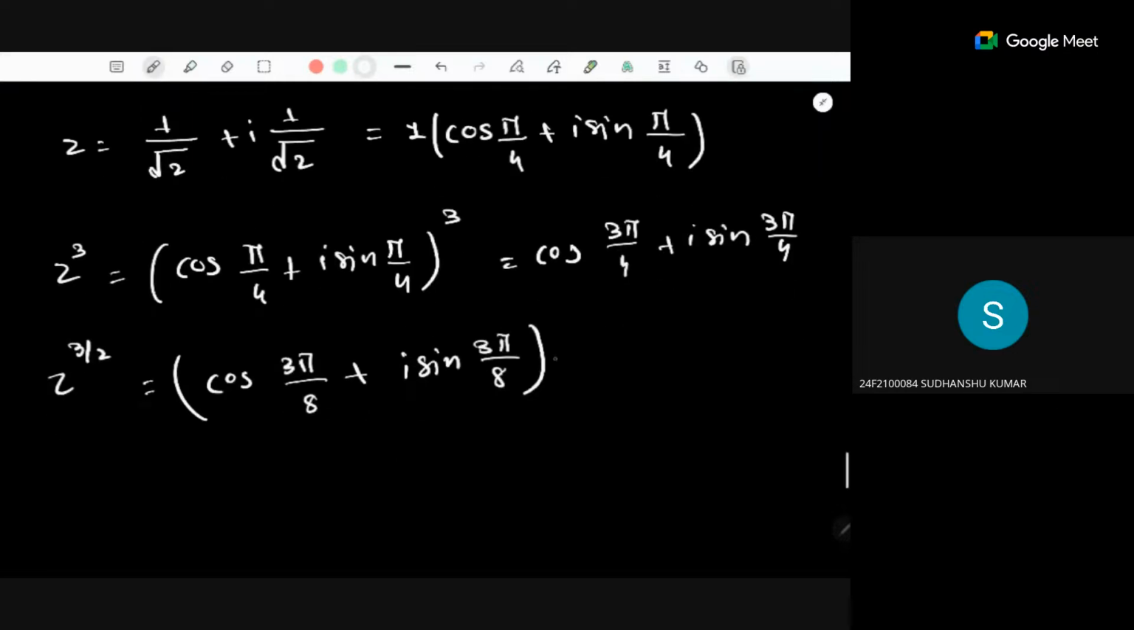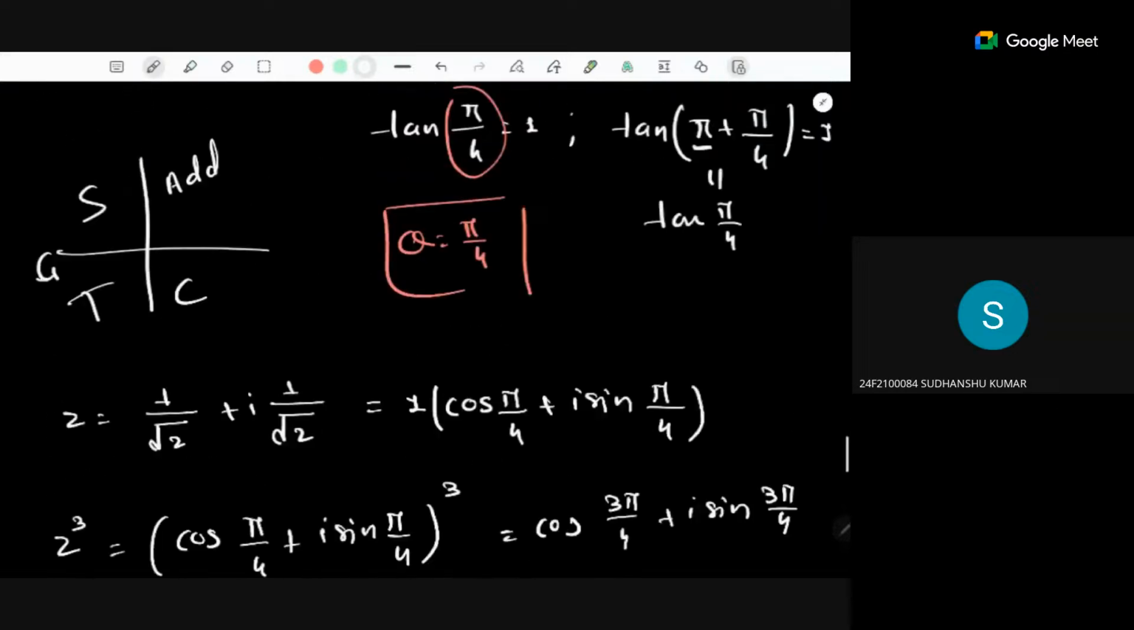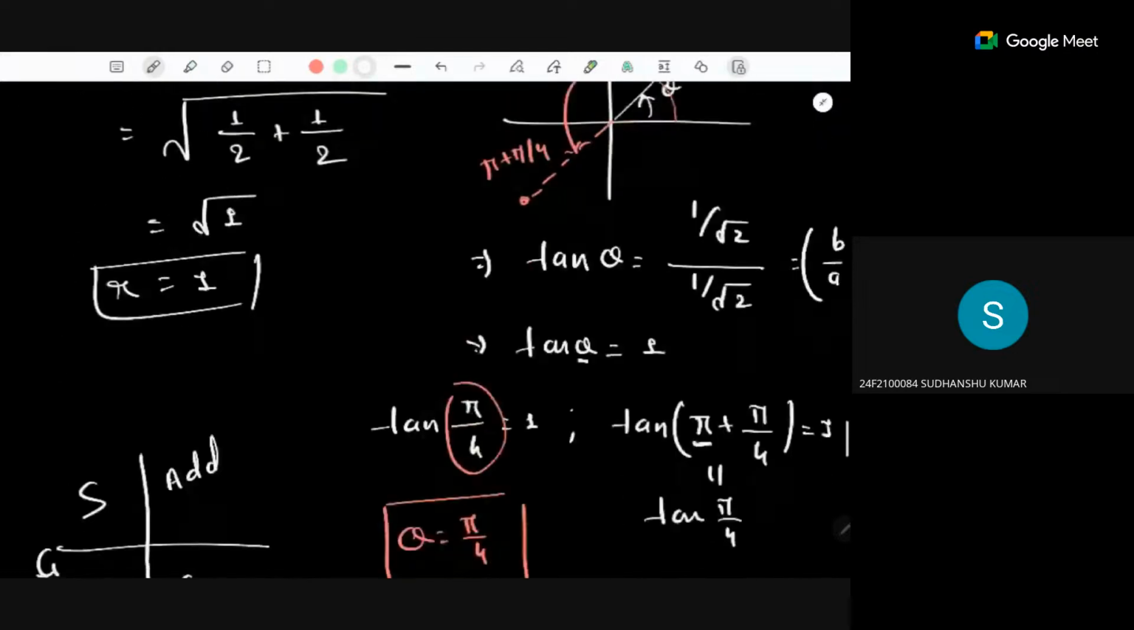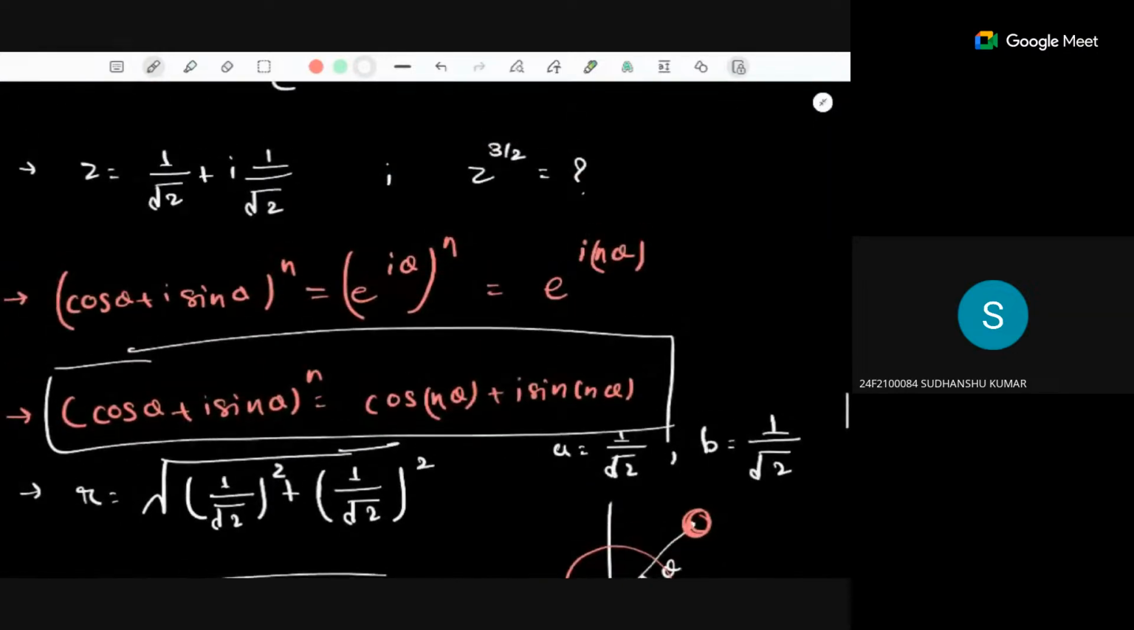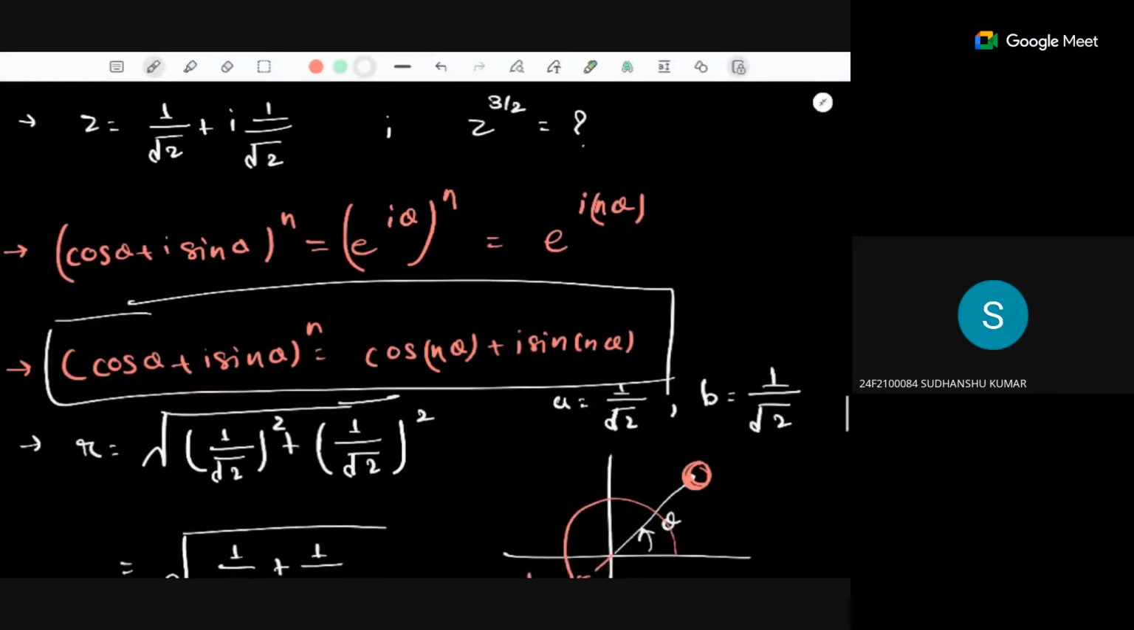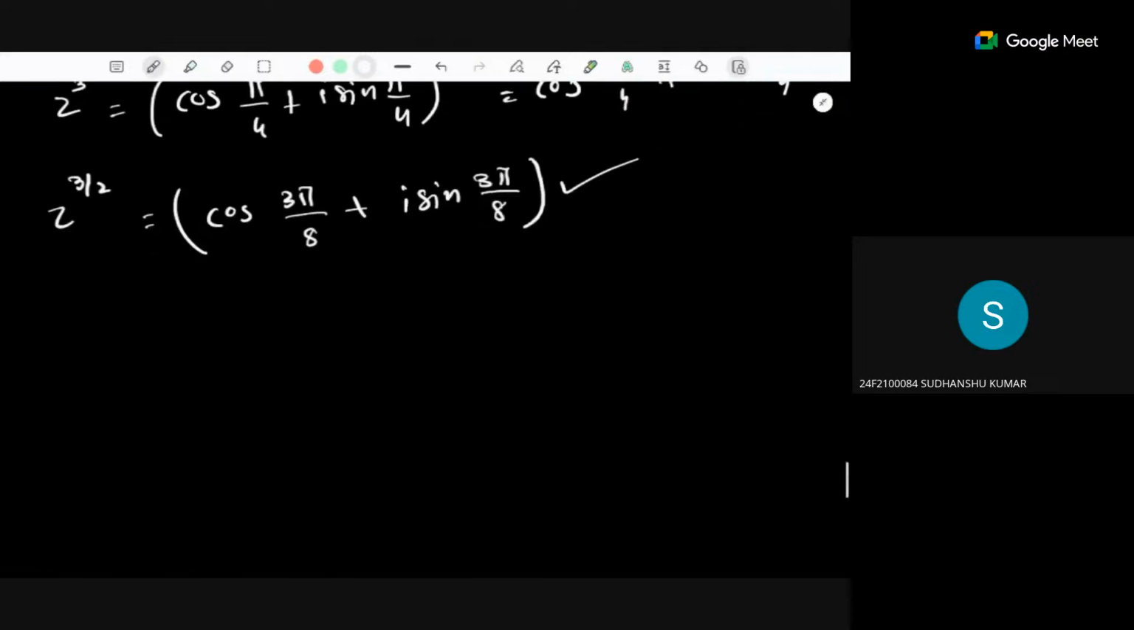Okay, so that's how we can compute any power of any complex number using the basic formulas that e to the power iota theta is cos theta plus iota sin theta, and (cos theta plus iota sin theta) to the power n is equal to cos n theta plus iota sin n theta. Is there any doubt so far?